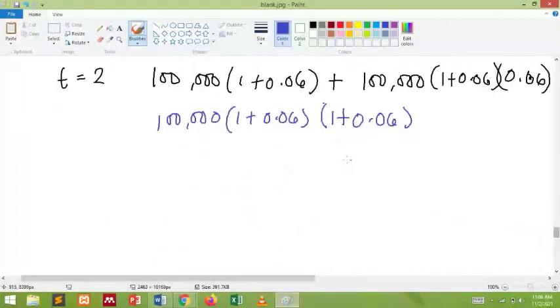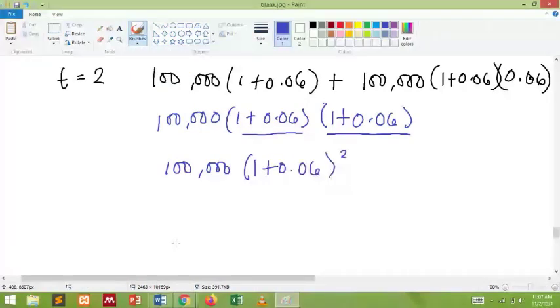Now, as you can see, ito siyang part, this is the same as 2 times 2, which is 2 squared. Tama? So, meaning, this part right here, you can simply write it as 100,000 times (1 plus 0.06) squared. At solve natin siya. So, (1 plus 0.06) squared times 100,000 is equal to 112,360. So, tumaas na naman ulit ang pera ni Mrs. Ali.